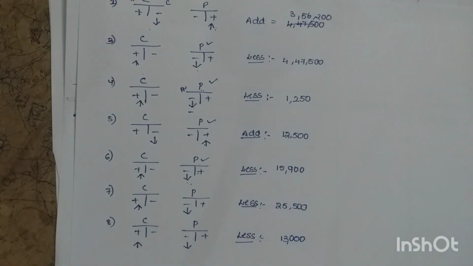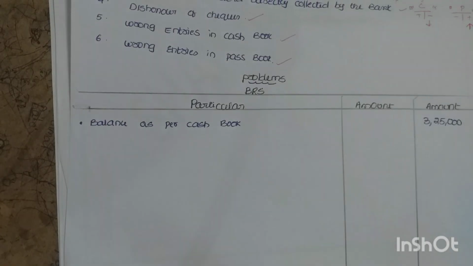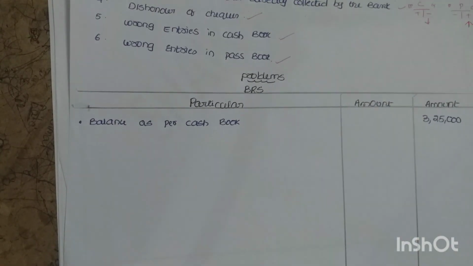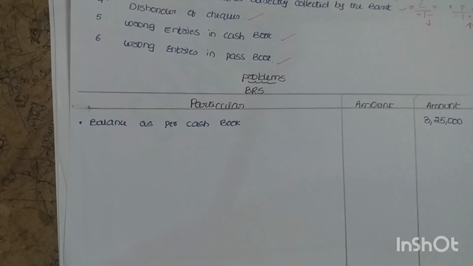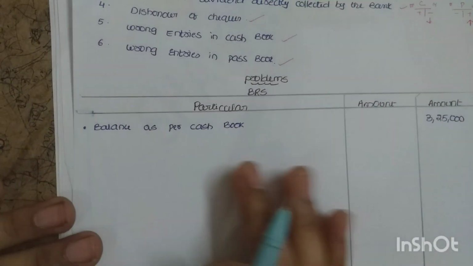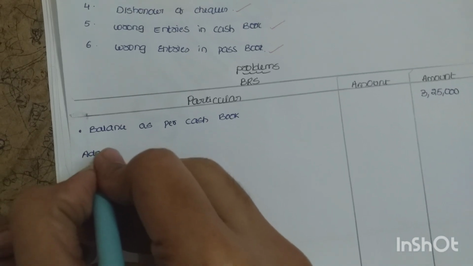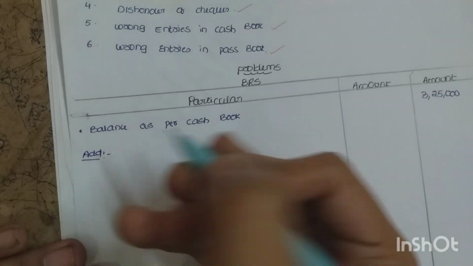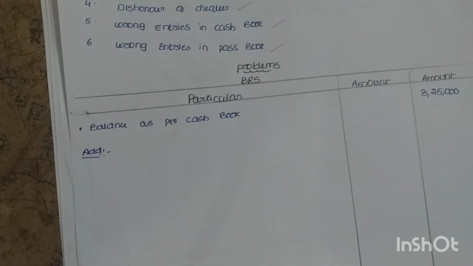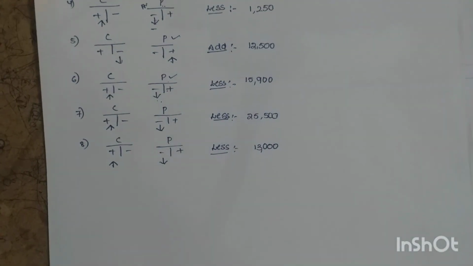Now what we have to do, in the format for the cash book we are having balance as per cash book. We have to add certain transactions and we have to deduct certain transactions, right? First we will do add transactions. Okay. First one will be as it is. Next we will add transactions. How many are there? We will see first of all.